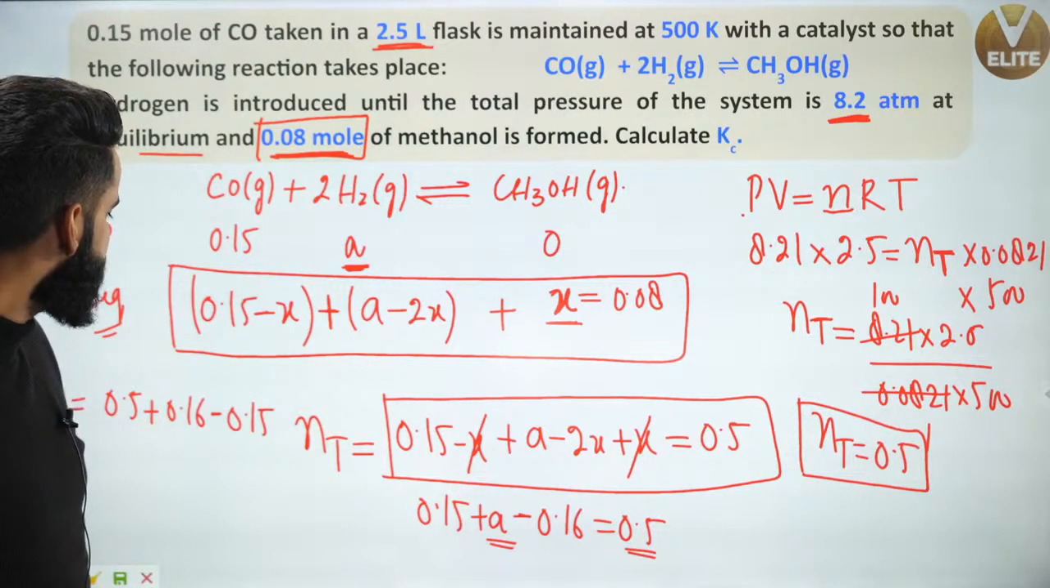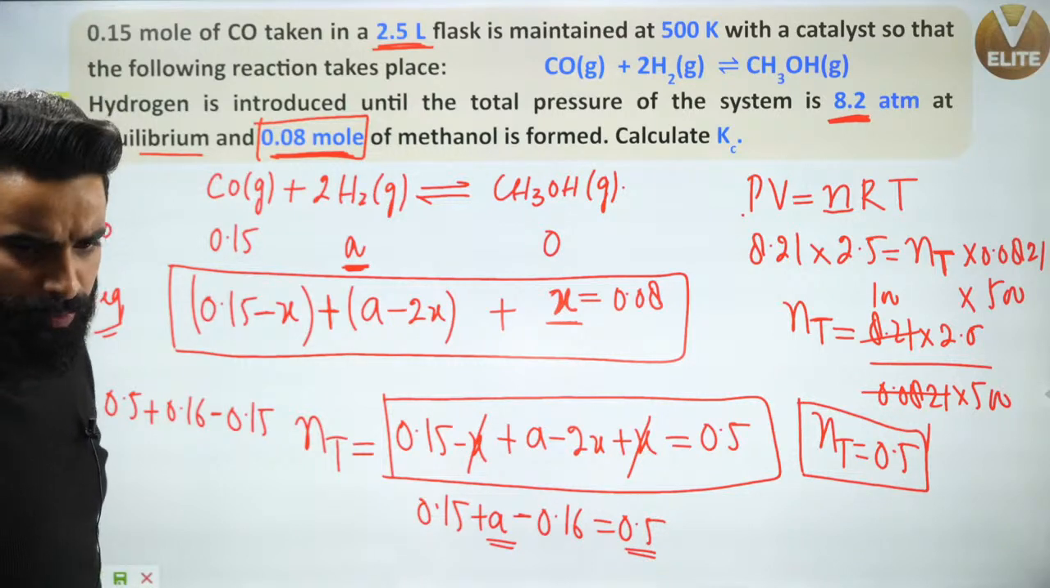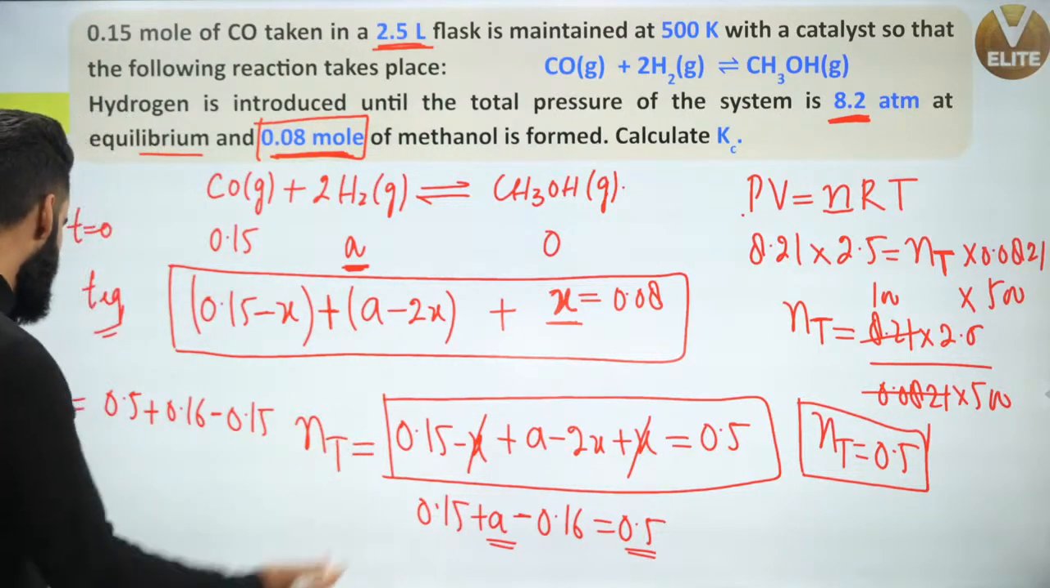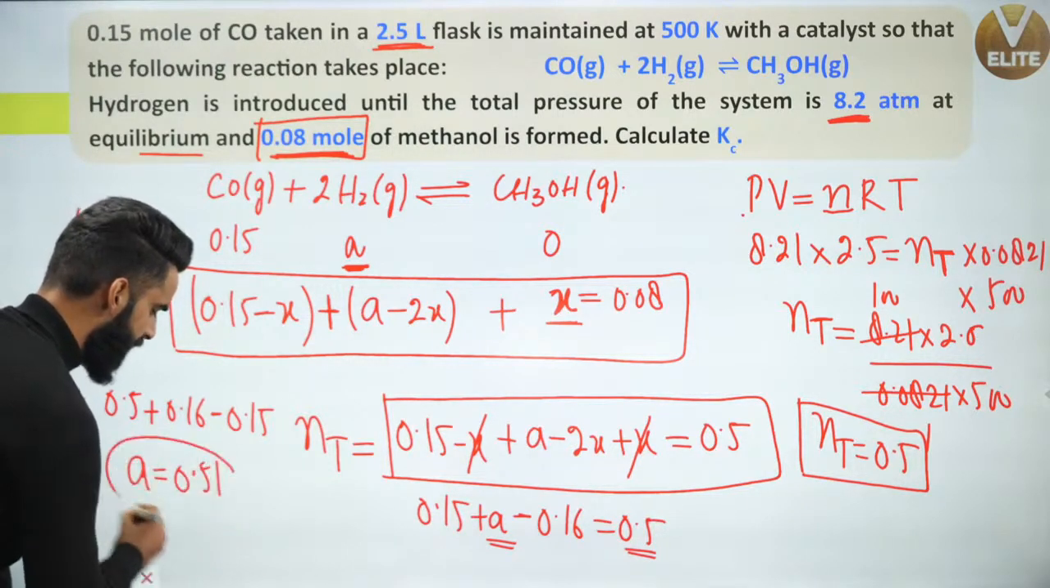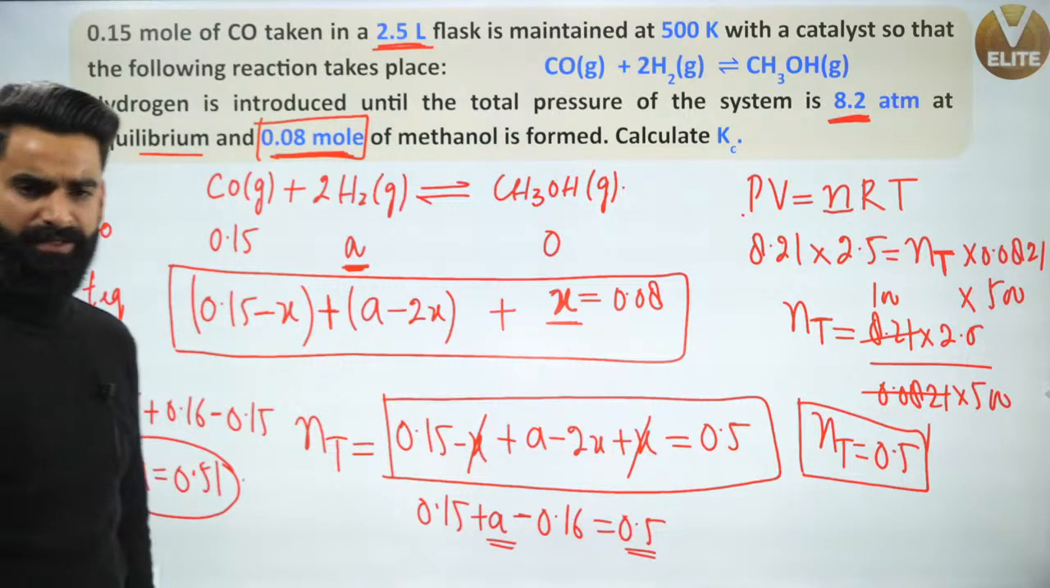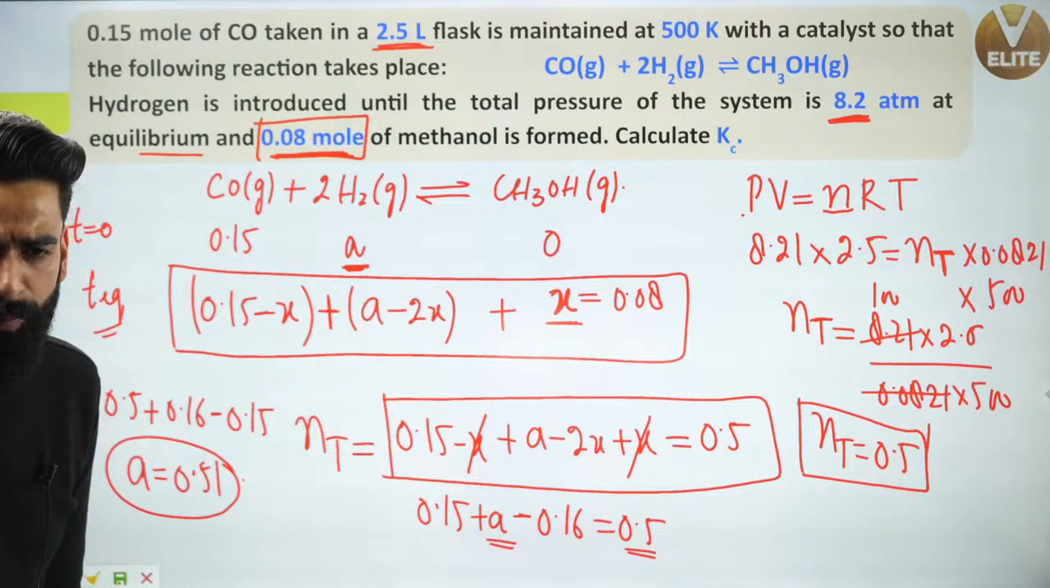Is it coming as 0.6? Or 0.51? Definitely, it will be coming as 0.51. So the A value I got is 0.51. Correct?